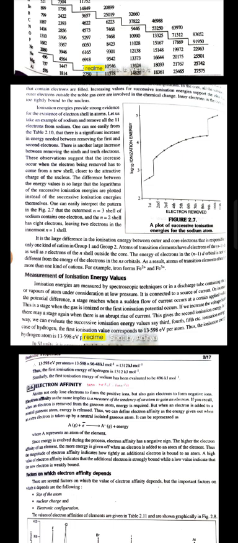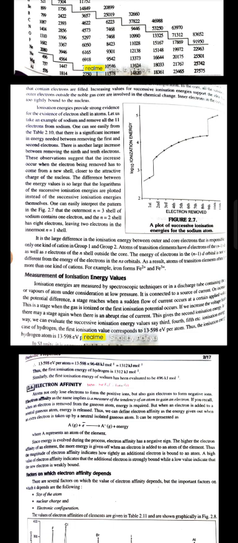It is the large difference between the ionization energies of outer and core electrons that is responsible for only one kind of cation, that is group 1 and group 2. Atoms of transition metals have d electrons of the n-1 shell as well as s electrons of the n shell outside the core. The energy of the electron in the n-1 d orbital is no different from the energy of the electrons in the ns orbital. As a result, atoms of transition metals often have more than one kind of cation. For example, iron forms Fe2+ and Fe3+ cations.